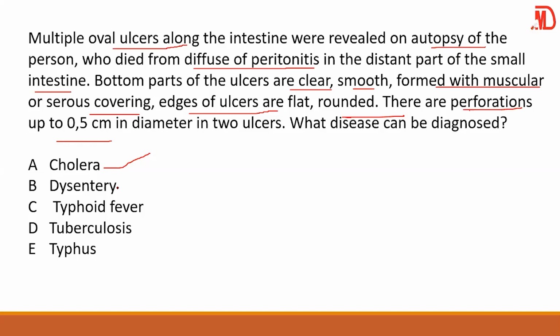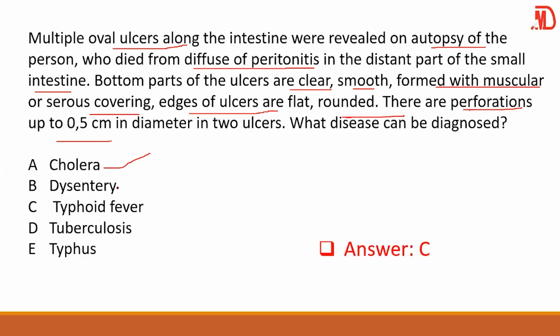Of course, tuberculosis, we know it has to do with the lungs. It can affect the GI system and even the spine and things like that. But this is definitely not tuberculosis. We are thinking of typhoid fever. Why? Because there are signs of diffuse peritonitis and perforations. This makes it typhoid fever.